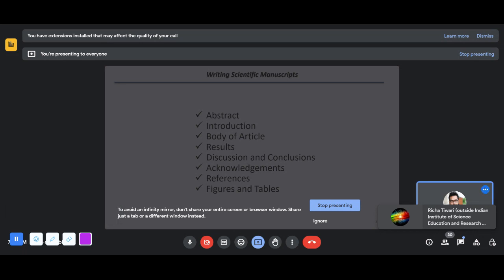Before that, I will just discuss how to write a paper, right? For writing a paper, there are two kinds of communication. One is the communication type, and the other is the article type. These are two very broad areas of communicating scientific results or scientific data, whatever you have gotten.